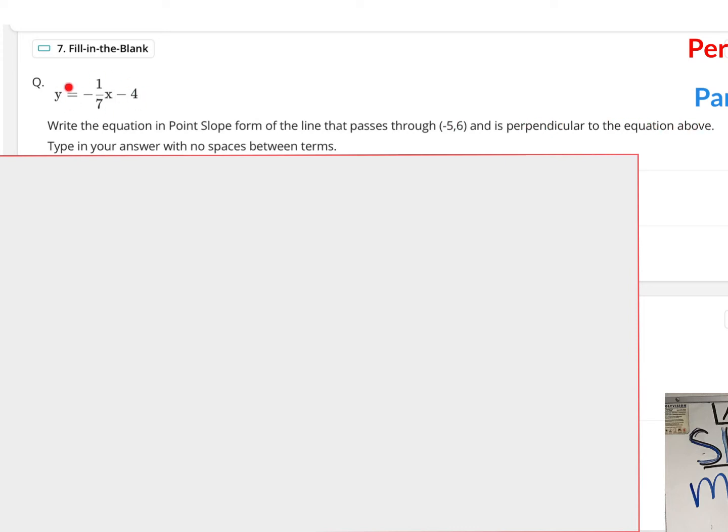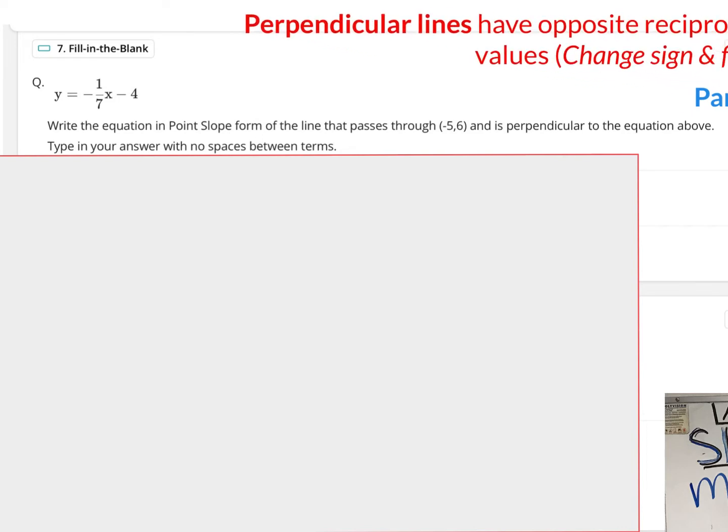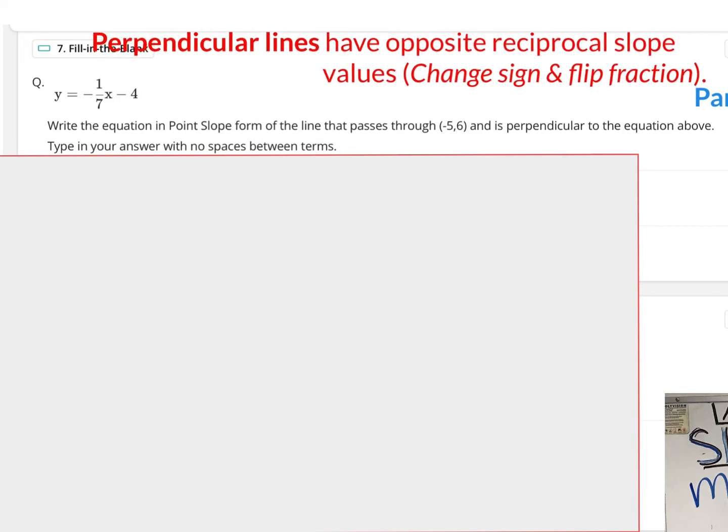So they give us an equation, and they tell us that our line is going to be perpendicular to this line. So what does perpendicular mean? These are the 2 vocab words that we need to understand. Perpendicular lines have opposite reciprocal slope values.